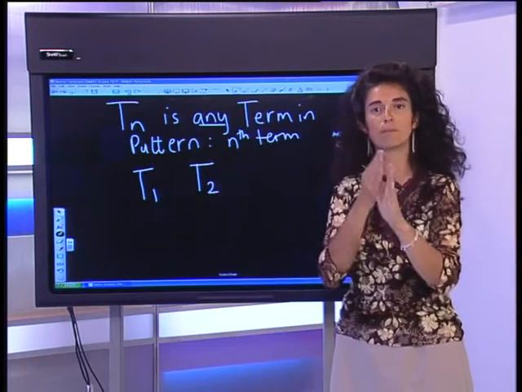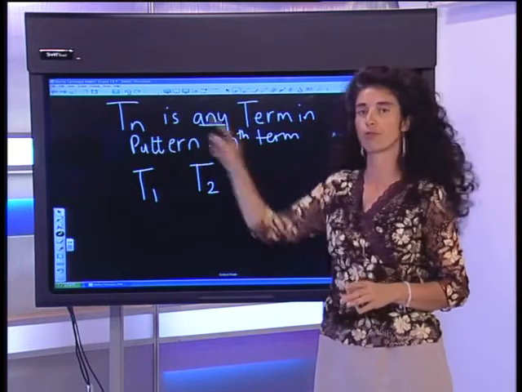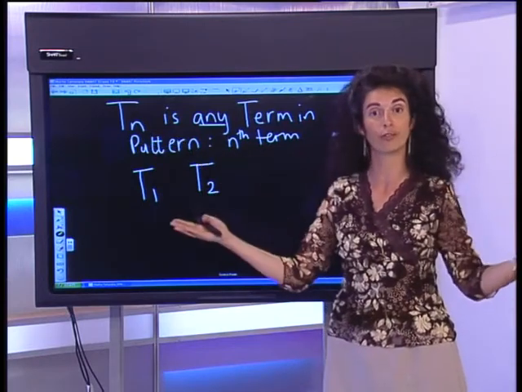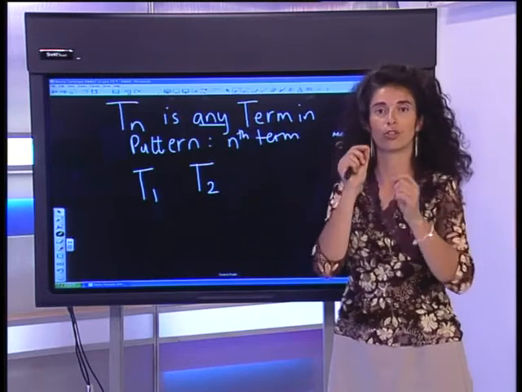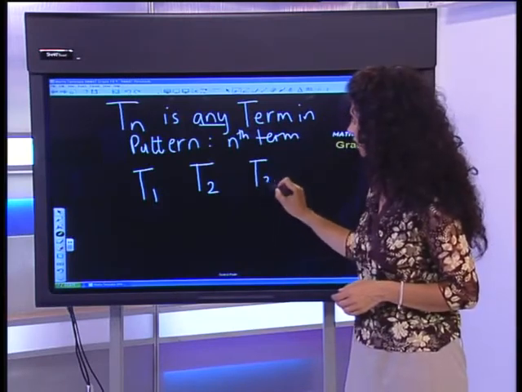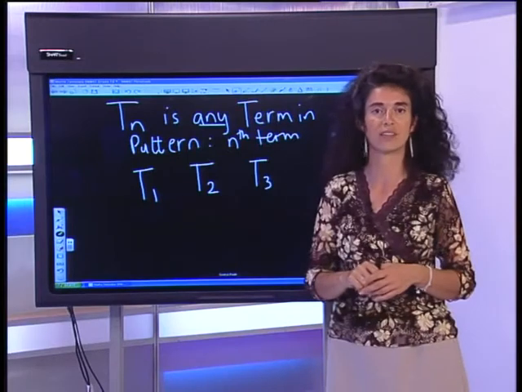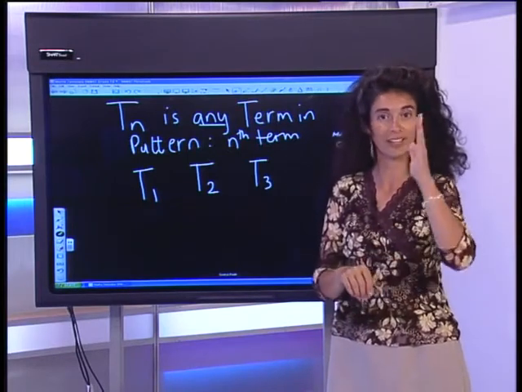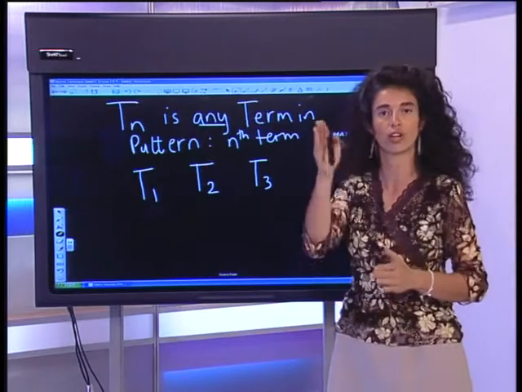So it's a unique position. Whereas Tn refers to anyone. You don't know which one you're going to refer to or going to call, so you say the nth term. Okay? So T3 refers to which term in the sequence? The third one. So you know exactly where to go. You're not going to the first or the second, you're going to the third one.